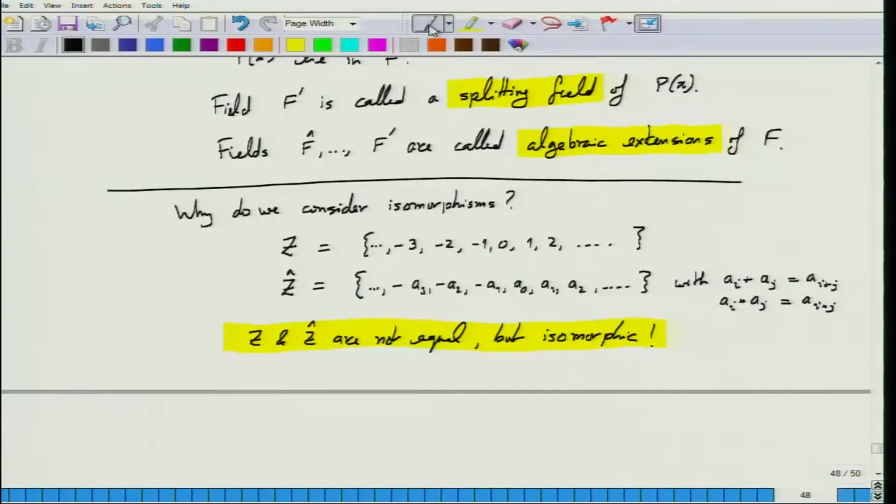And that's why when two algebraic objects are isomorphic, we treat them as identical.